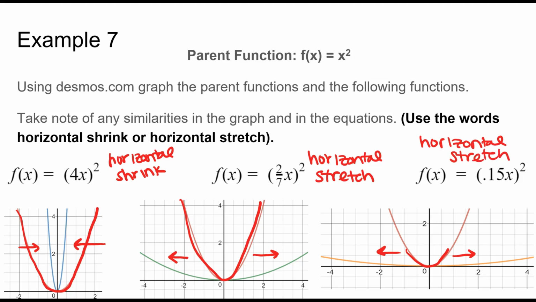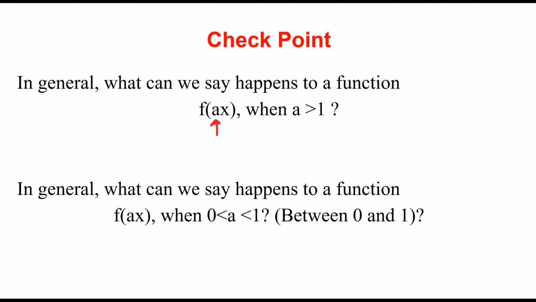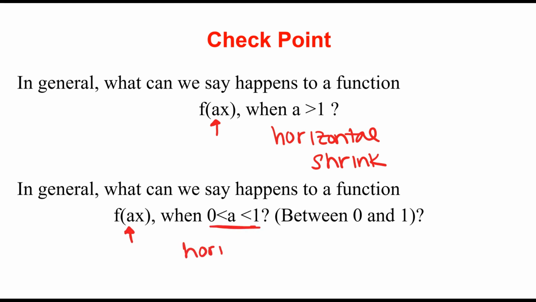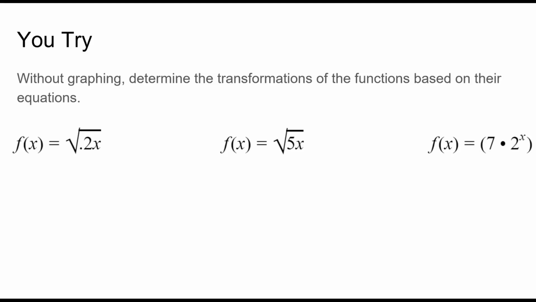So let's take a look at the equation itself. We're multiplying, but this time we're multiplying on the inside. This number is bigger than 1, so we end up with a horizontal shrink. We've got a number multiplying on the inside, so that's horizontal. It's less than 1, so it's a stretch. So when we multiply on the inside and it's bigger than 1, we get a horizontal shrink. And when we're multiplying on the inside and it's between 0 and 1, we get a horizontal stretch. Without graphing, see if you can determine what is happening to these functions. Press play when you're ready to see the solutions.